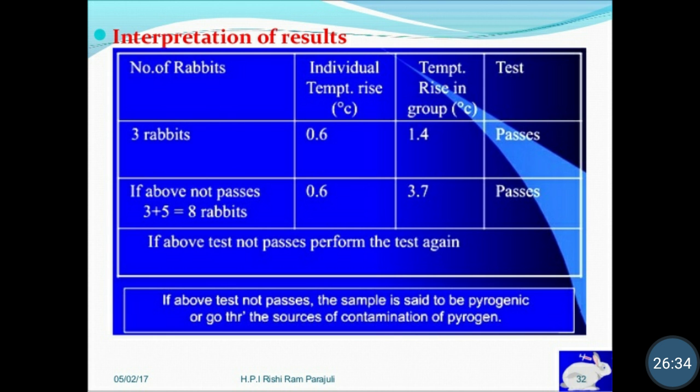If the above test does not pass, and the test on the first 3 rabbits fails, then that particular test is done again on 5 more rabbits. We have to test on 5 more rabbits and interpret the readings of a total of 8 rabbits. Again, the individual temperature rise should not be more than 0.6 degree Celsius and in the group the temperature difference should not be more than 3.7 degree Celsius, then the test passes. If the above test does not pass, perform the test again.